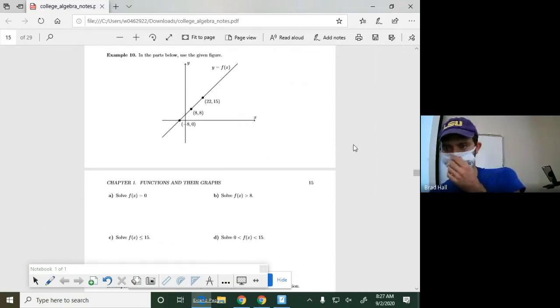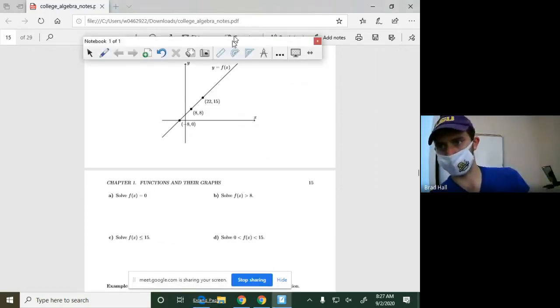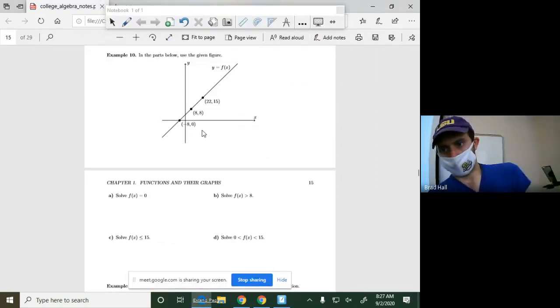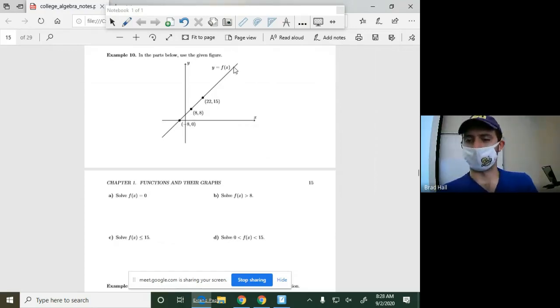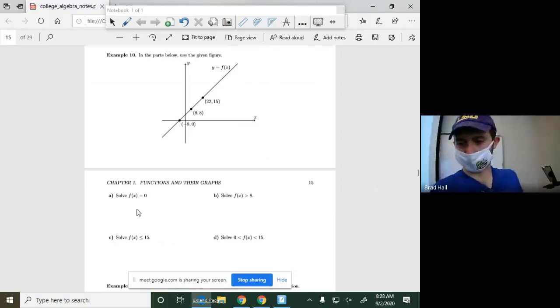Okay, so they'll give some graphs and you have to determine some information about it. It's merely identification. So they give us this line, this linear function here. They give us some points on the line, and then they go ahead and ask us some questions about it.